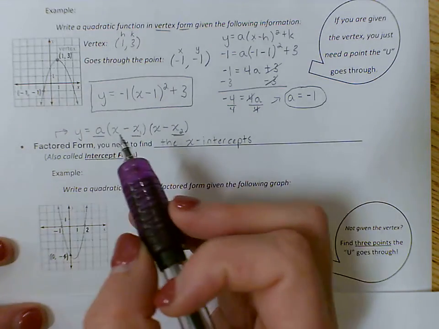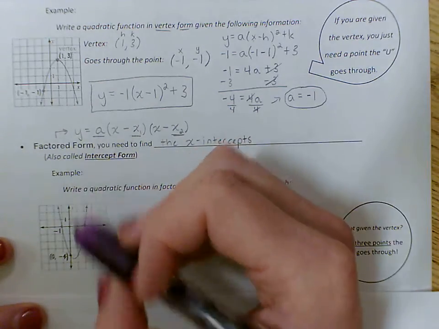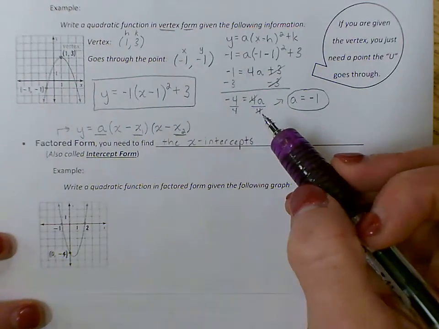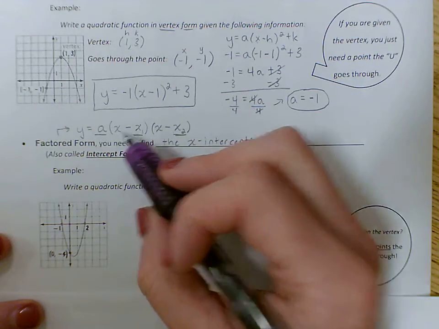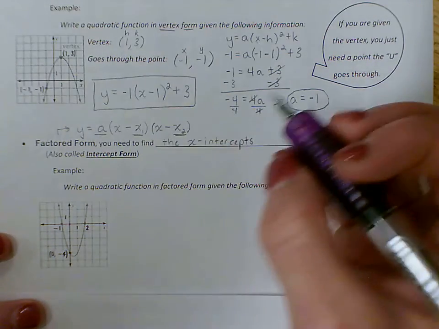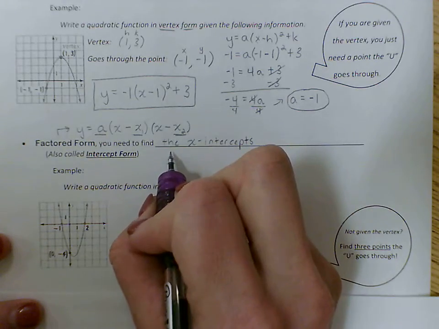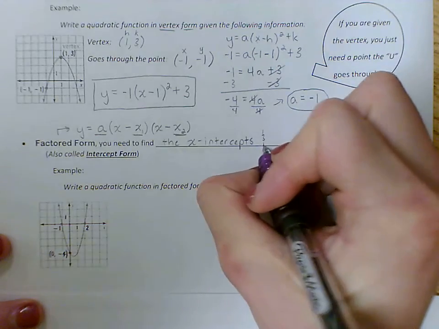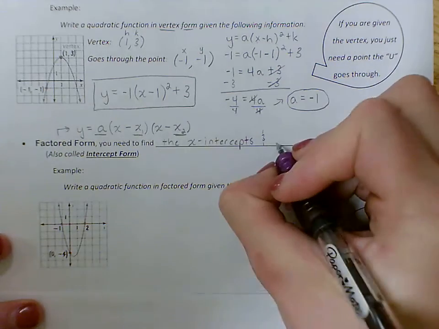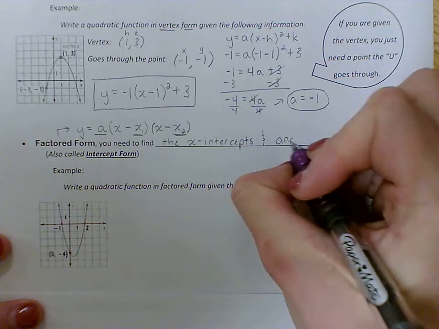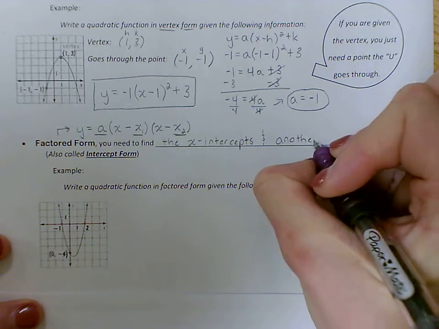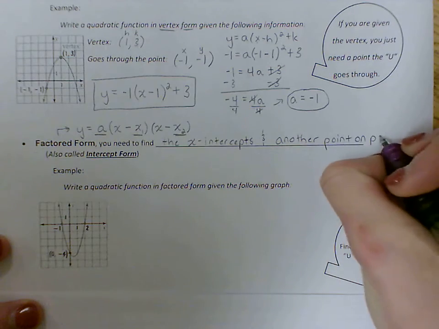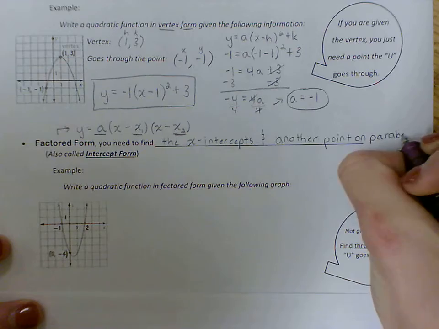The process we use for putting it in factored form will be similar to what we did with the vertex form example, but we're plugging it into a different equation, so that part will look a little bit different. To put it in factored form, you need the x-intercepts, and you need another point on the parabola. So let's do an example with this one.